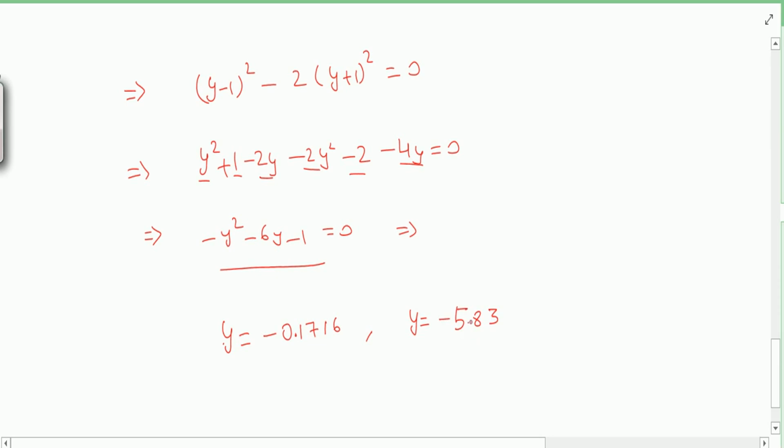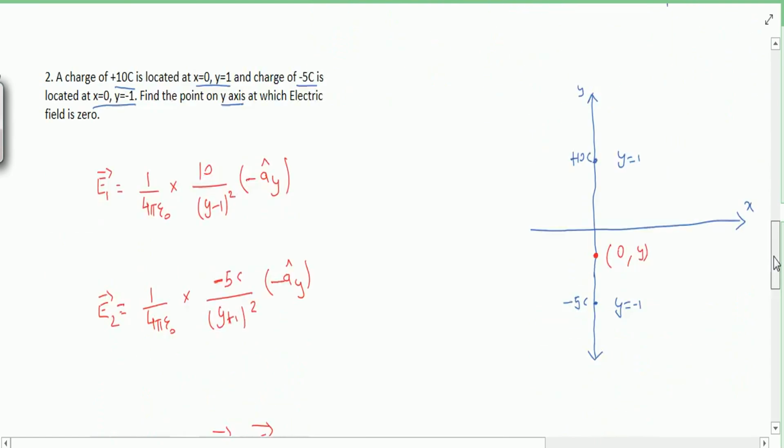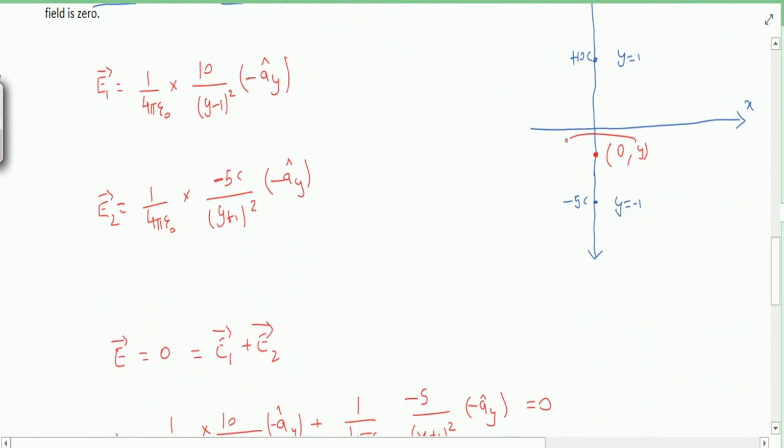So these are the two points at which the electric field is 0. The point I took here is somewhere on the y-axis; if I extend this, somewhere on the y-axis, here also, the electric field at the minus 5.83 point will be 0. So this is the solution for this question.